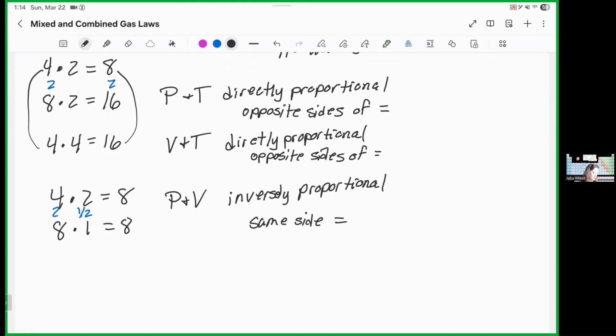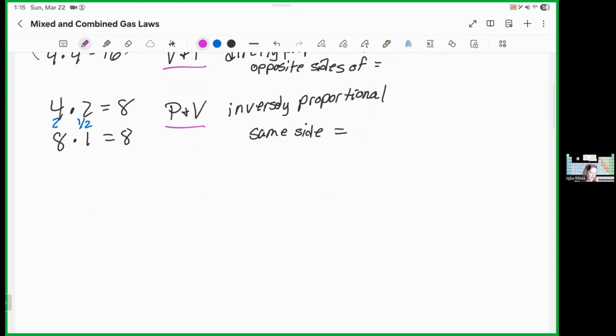Okay, so those are things to keep in mind: the pressure and temperature relationship, the volume and temperature relationship, and the volume and pressure relationship. Mathematically, we can see that if pressure goes up, temperature goes up. Pressure goes down, temperature goes down. Same thing with volume and temperature. Pressure and volume are opposite of each other. If pressure goes up, volume goes down. If pressure goes down, volume goes up. If volume goes up, pressure goes down. Volume down, pressure up. Inversely proportional.